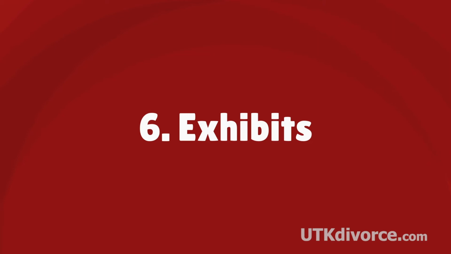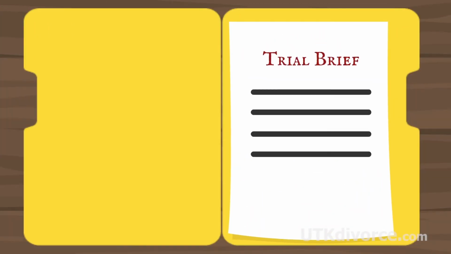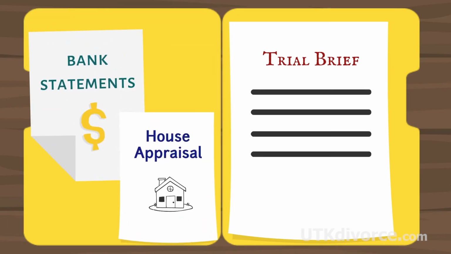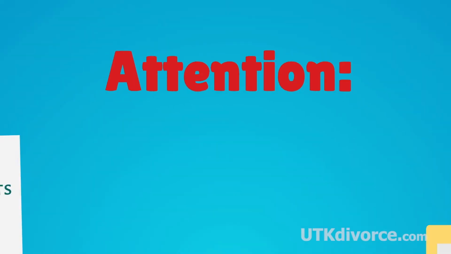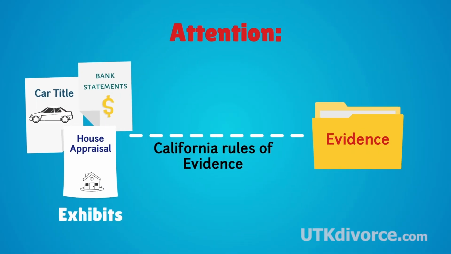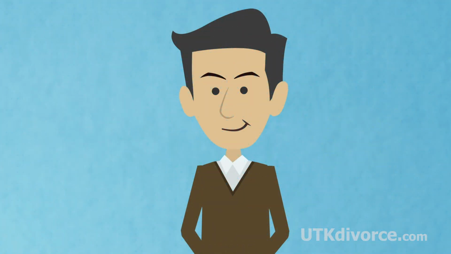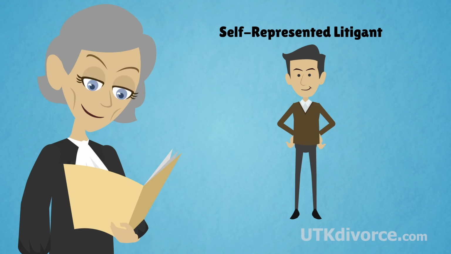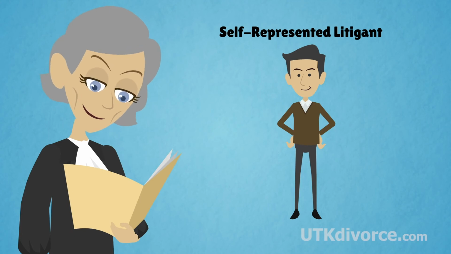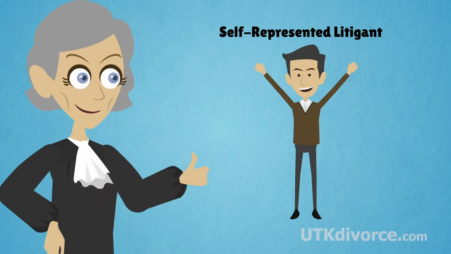6. Exhibits. Attach to your trial brief the exhibits that support your case. Exhibits may include bank statements, appraisals of homes, title documents, etc. Attention, getting exhibits into evidence requires that you comply with the California rules of evidence. If you are a self-represented litigant, the family law judge may be lenient in enforcing the California rules of evidence if the documents appear genuine.